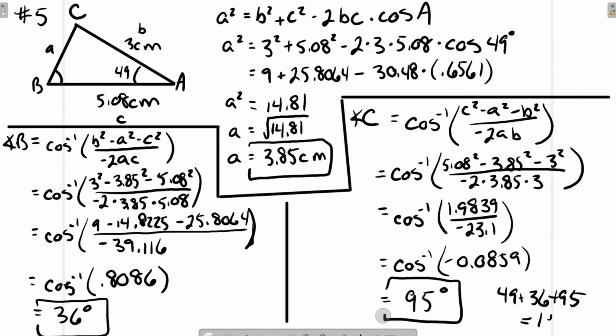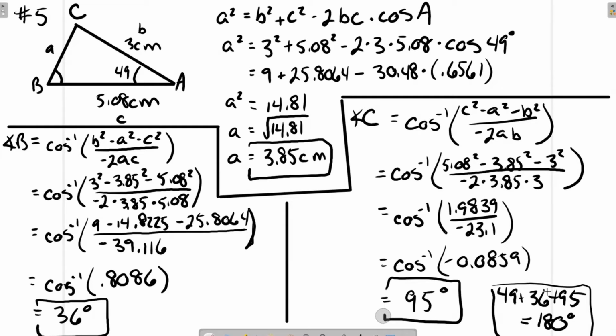So that final check isn't required. And like I said, if you were on a test and you want to get it done, you can do the 180 minus 36 minus 49 to get that 95. You can do that. But what this does is it gives you some assurance that you've done everything correctly.